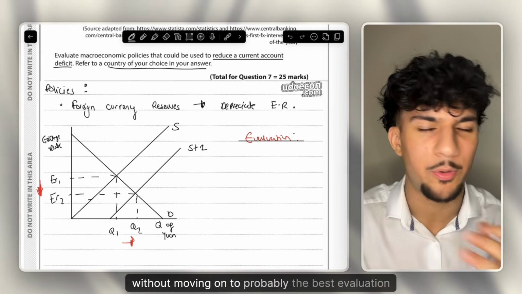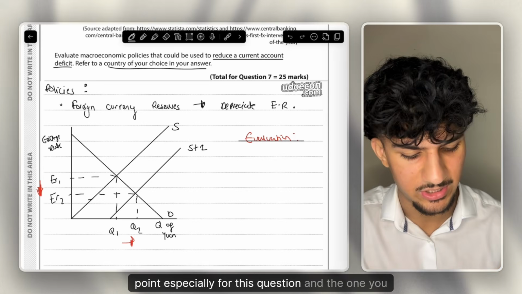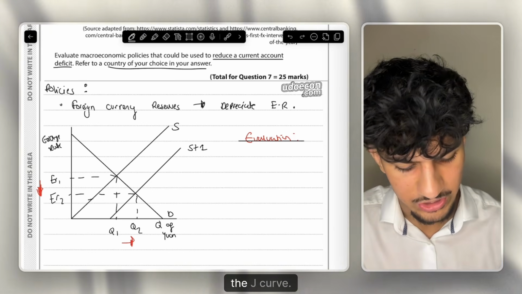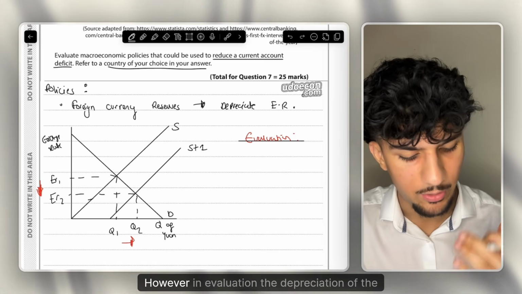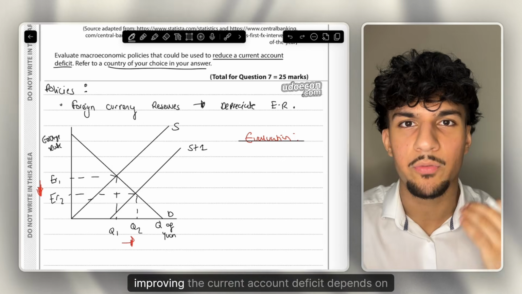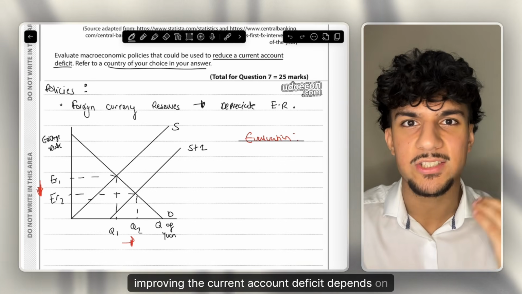But now moving on to probably the best evaluation point, especially for this question, and the one you guys have been waiting for, is of course to do the Marshall-Lerner condition, the J-curve. And how would I word this evaluation point? However, in evaluation, the depreciation of the currency improving the current account deficit depends on the time frame.